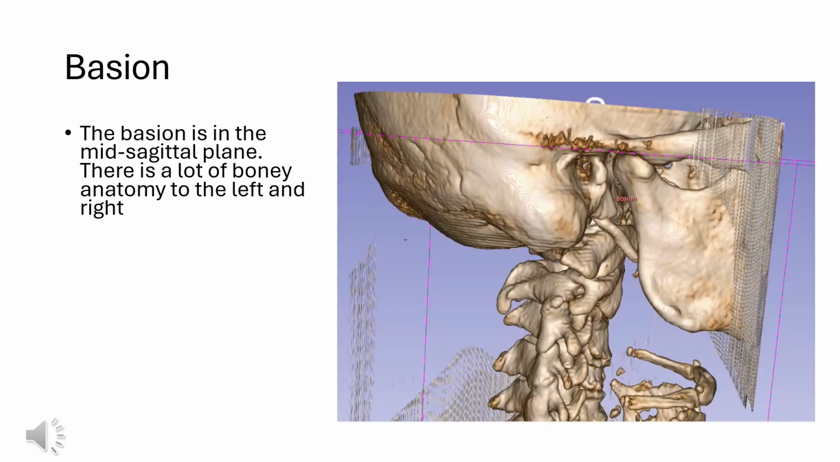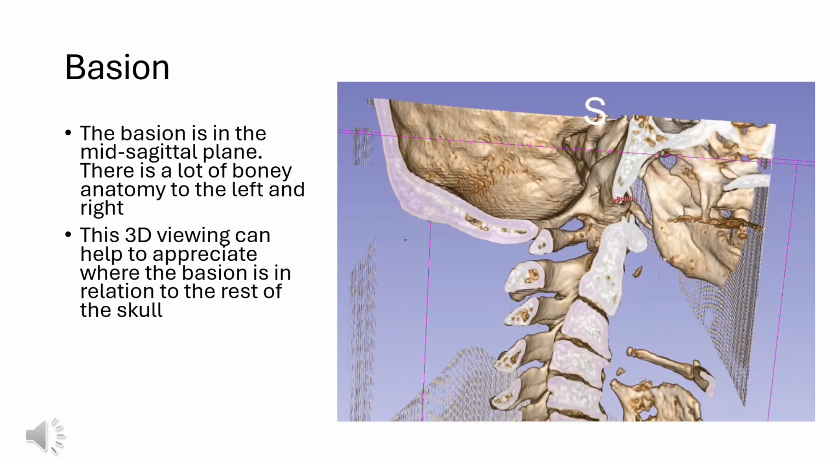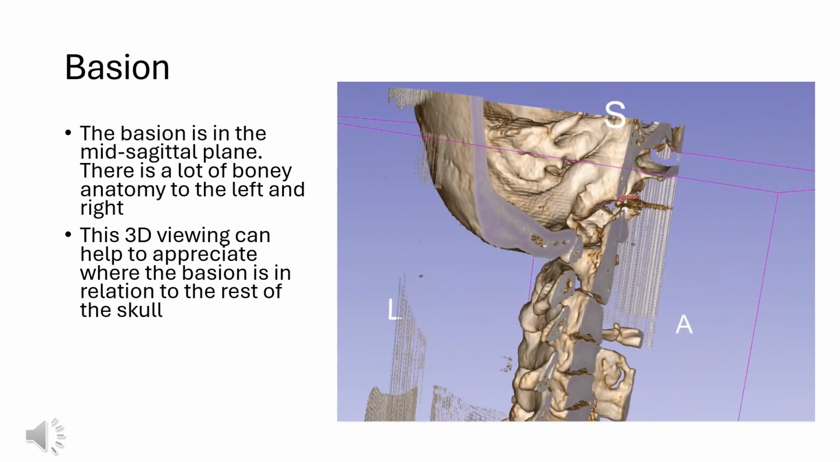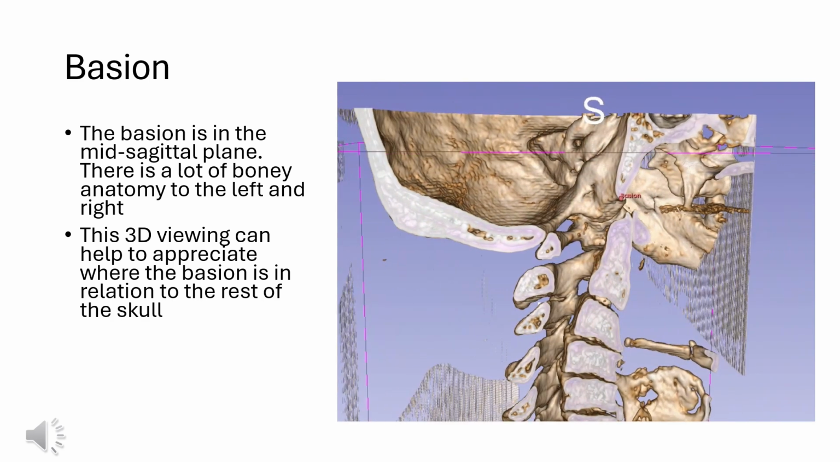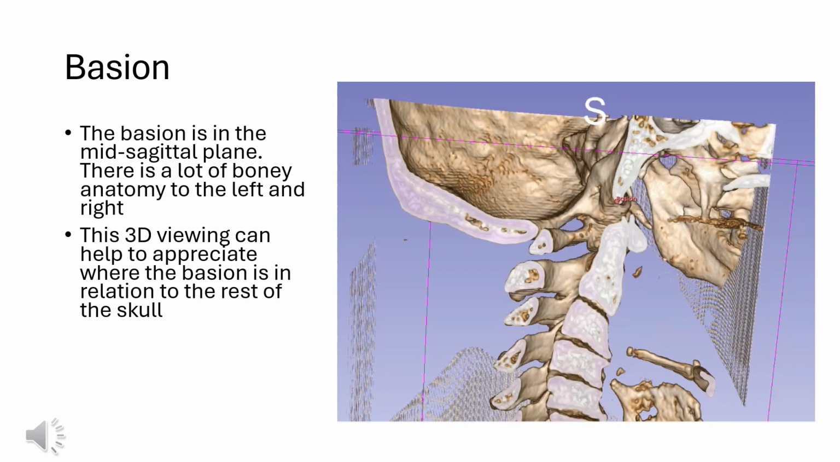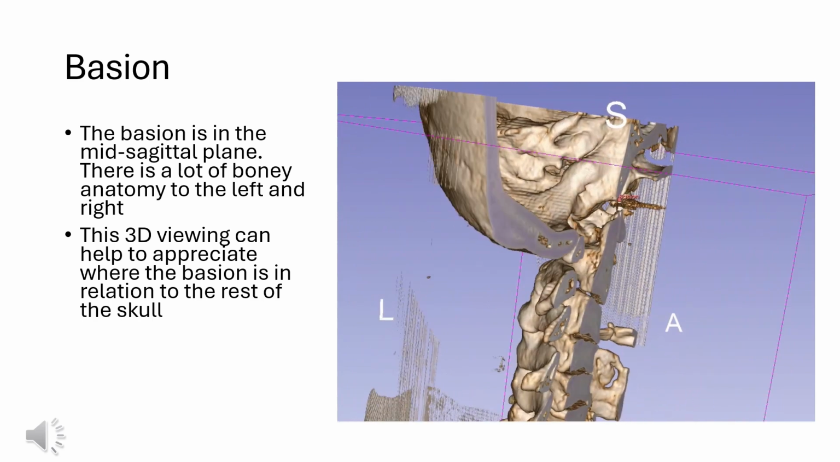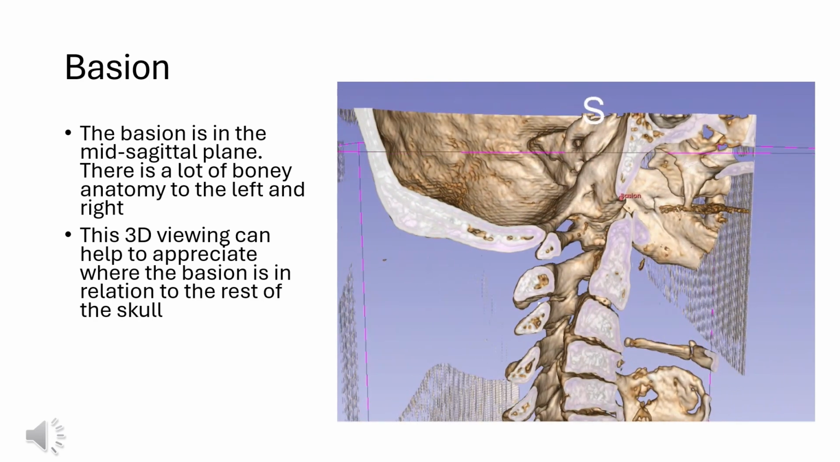The basion is in the mid-sagittal plane and there is a lot of anatomy to the left and right of the basion. If we remove the right half of the anatomy, you can appreciate the position of the basion embedded within the surrounding anatomy. When a lateral X-ray is taken, the X-ray beam passes through all of the anatomy to the left and right of the basion, as well as the basion, and the challenge is to learn how to identify the basion and not any of the surrounding anatomy.